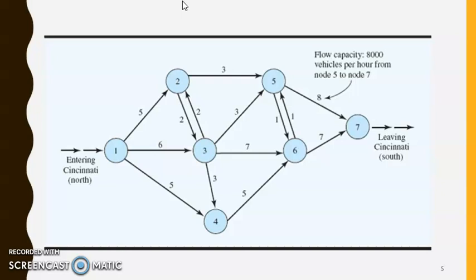Okay, so here we have Cincinnati North, that is the entering point, and Cincinnati South, that is the leaving point. For example, the municipality in Cincinnati wants to know what is the maximum capacity of the roads that connect 1 to 7.